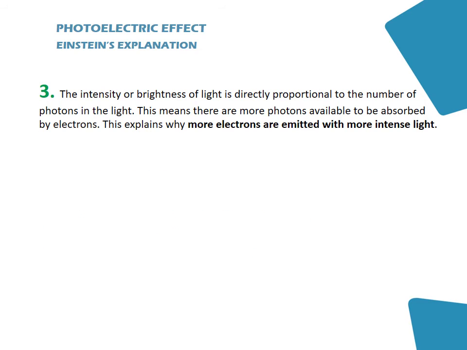Einstein's explanation of the third observation was around the intensity or brightness of the light. Remember when we're talking about light, intensity refers to how bright or dull it is, which means how many photons are making up that light. The brightness of the light is directly proportional to the number of photons, which means if there are more photons available to be absorbed by the electrons in the metal, then more of them are going to absorb them and pop out. So this is what we see.